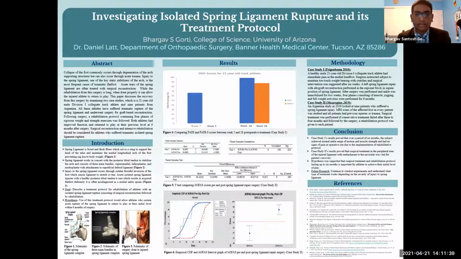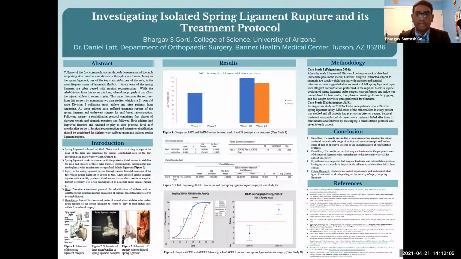Injury to the spring ligament occurs through sudden forceful inversion of the foot, which can cause the ligament to stretch and tear. Acute isolated spring ligament injuries with a healthy posterior tibial tendon are very rare and uncommon and can result in acquired flat foot deformity. This rare disorder is often misdiagnosed as a medial ankle sprain by doctors.